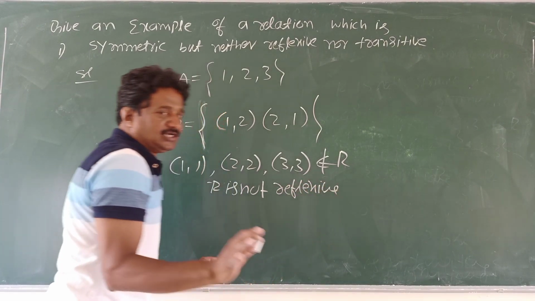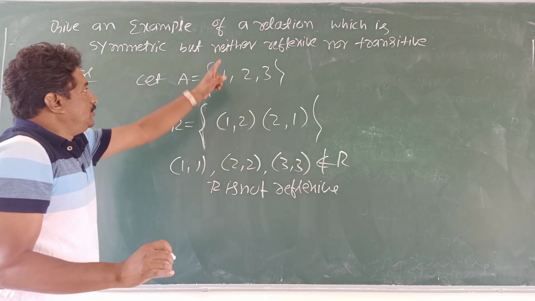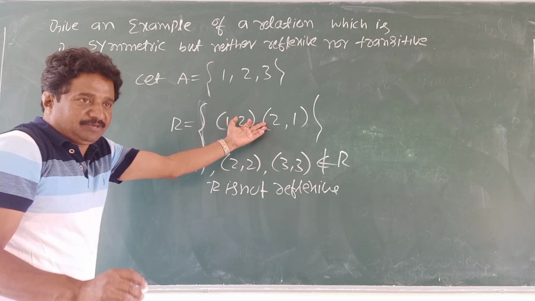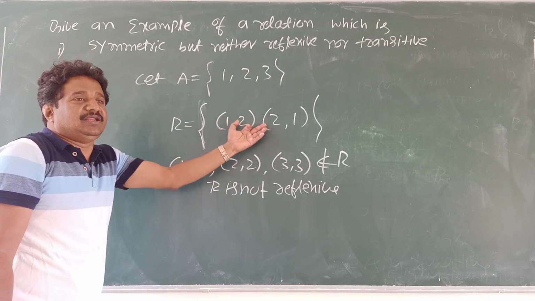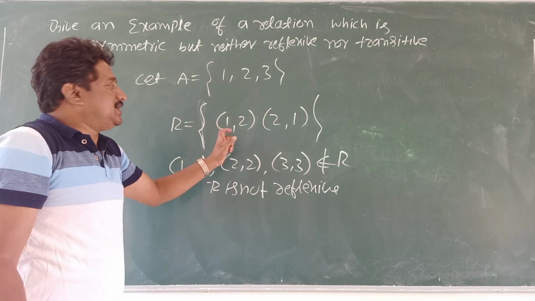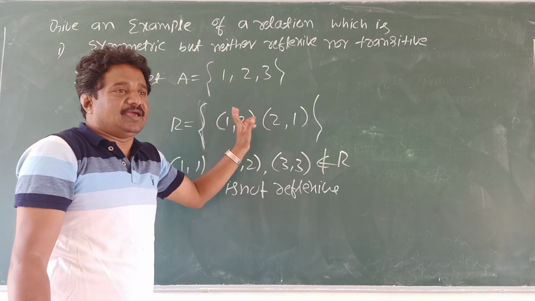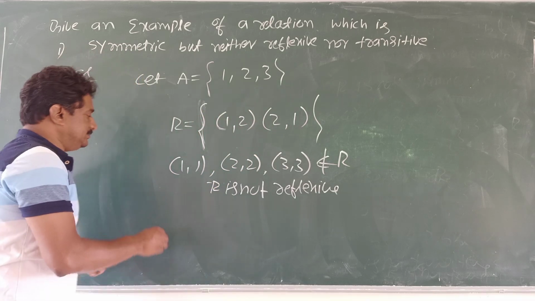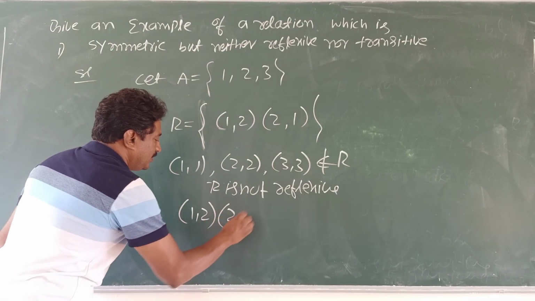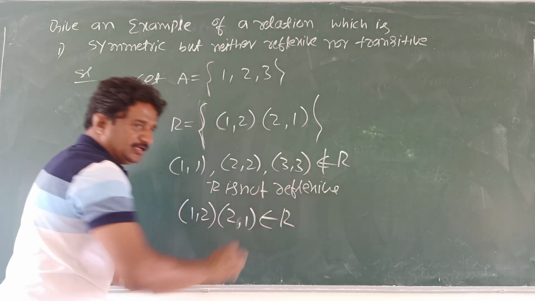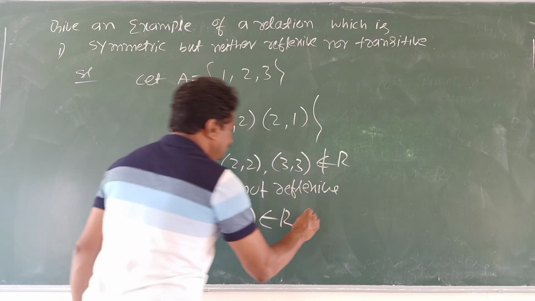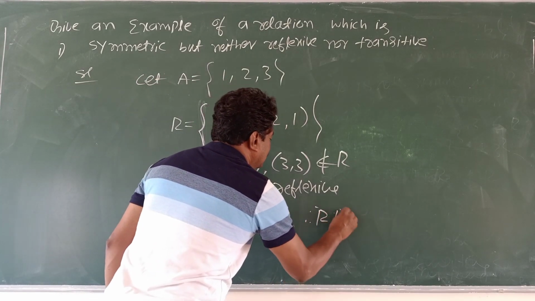I hope you are understanding, students. Now, R should become symmetric. It is symmetric. Why is it symmetric? A relation which contains both AB and BA. It has both AB and BA. So therefore it is symmetric. (1, 2), (2, 1) belong to R. AB, BA are the elements of R. Therefore, R is symmetric.